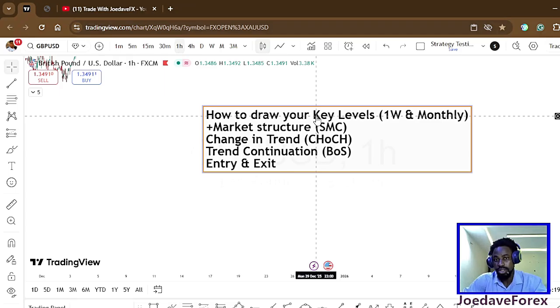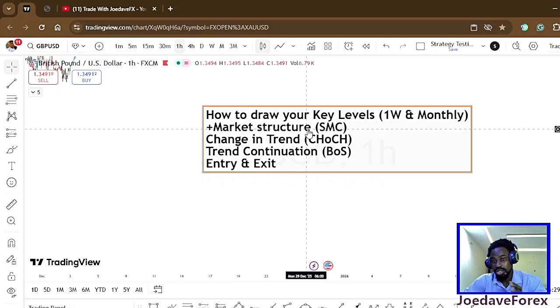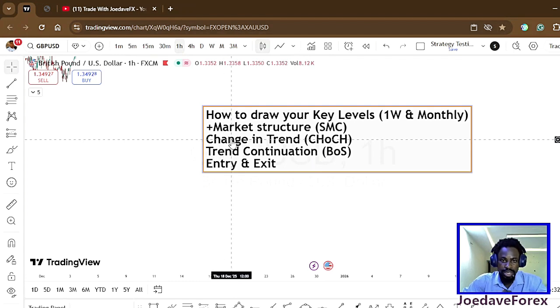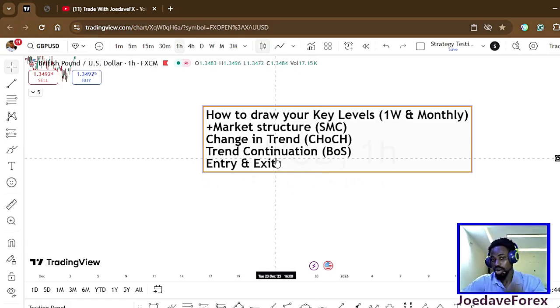So after we draw the key levels, we then start looking at the market structure. What is the market saying at that particular time? Are we in a bearish or a bullish move? All right. So using the smart money concept, we check for change in trend. If you're in a downtrend, is there any change in trend, change of character? We check all those things. Maybe break of structure, trend continuation. Then we also discuss how we get our entry and how to exit the market.